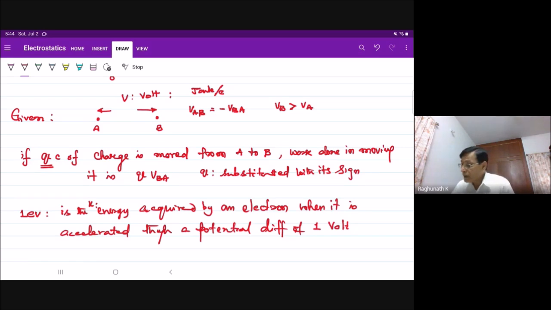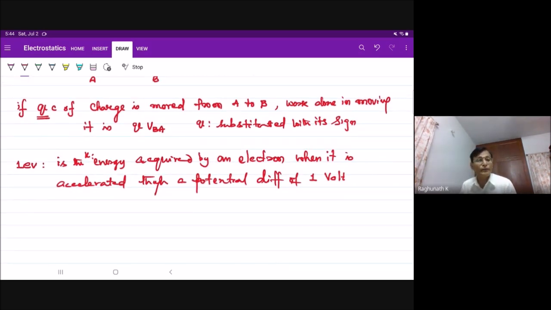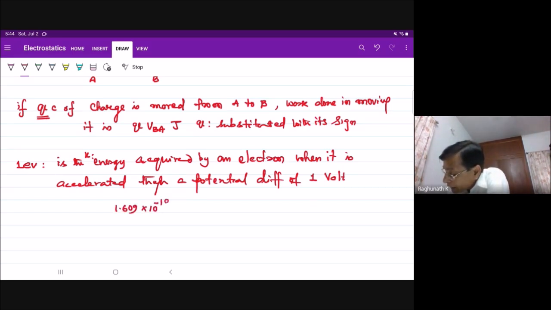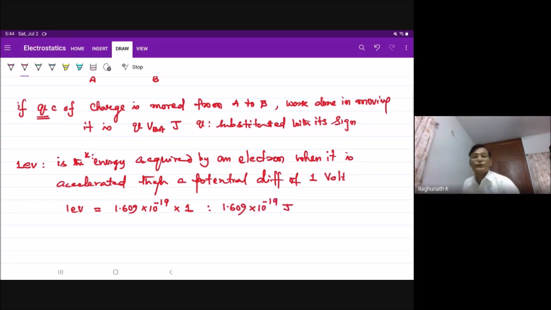Because of which, how many joules is it? How many joules is it? One electron is 1.609 into 10 to the power of minus 19 times 1 volt. Because of which, 1 eV is equal to 1.609 into 10 to the power of minus 19 joule. This is the charge of the electron.